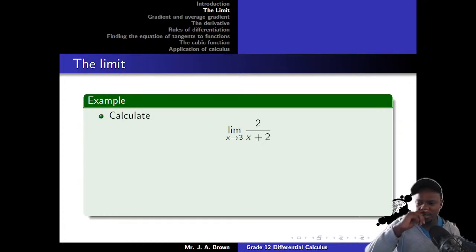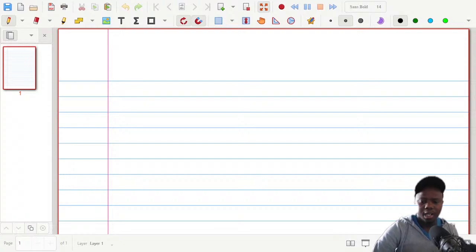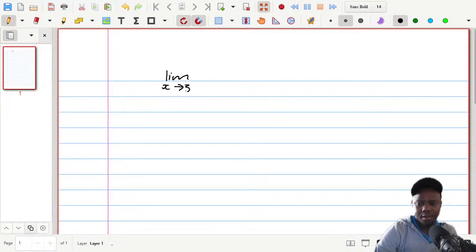And here's our first example. We're supposed to calculate the limit as x approaches 3 of 2 over x plus 2. To solve this, let's actually go to the whiteboard and let's copy down this question. So we've got the limit as x approaches 3 of 2 over x plus 2.